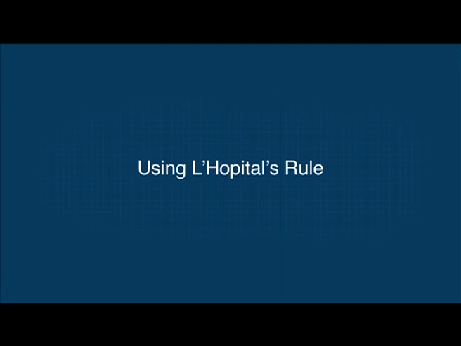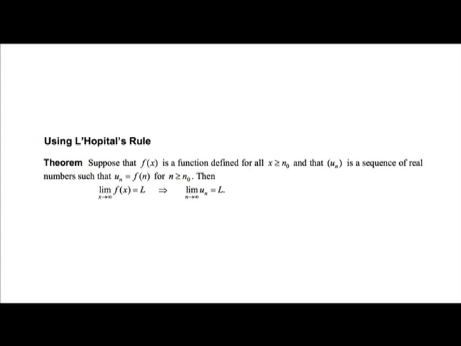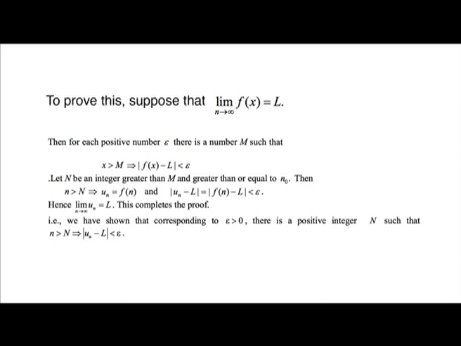Using L'Hopital's rule theorem, suppose that f of x is a function defined for all x greater than or equal to n_0, and that u_n is a sequence of real numbers such that u_n equals f of n for n greater than or equal to n_0. Then the limit of f of x as x approaches infinity being L implies the limit of u_n as n approaches infinity is L. To prove this, suppose that the limit of f of x as x approaches infinity is L. Then for each positive number epsilon, there is a number m such that x greater than m implies absolute value of f of x minus L is less than epsilon.